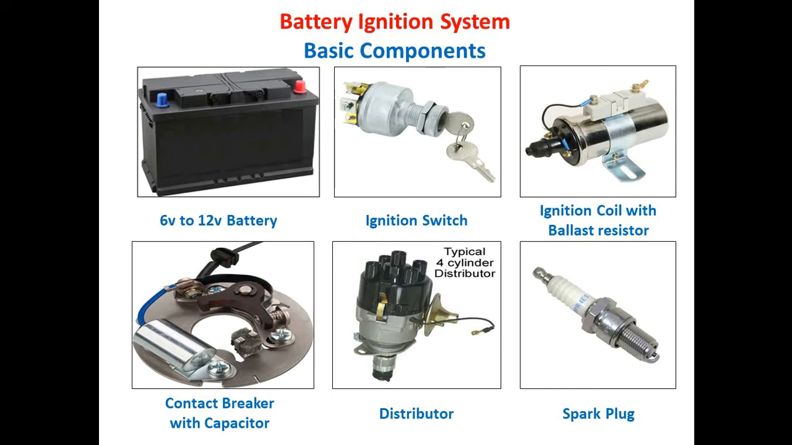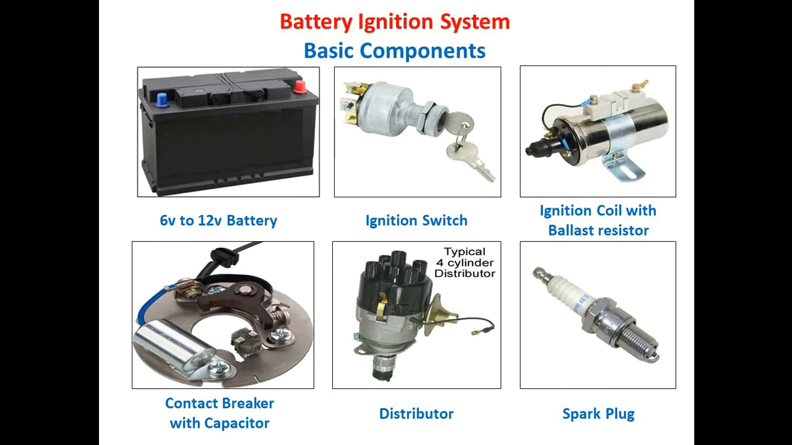The third component is the ignition coil. The function of the ignition coil is to step up the 6 or 12 volts of the battery to a high voltage, say up to 8000 volts to 20,000 volts or even more. It is provided with a ballast resistor which regulates the current. Also, this prevents overheating of the spark plug. Then we have a contact breaker. It is a mechanical device which makes and breaks the primary circuit of the ignition coil.